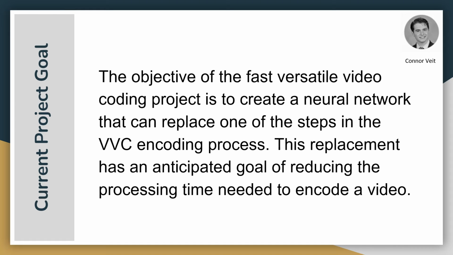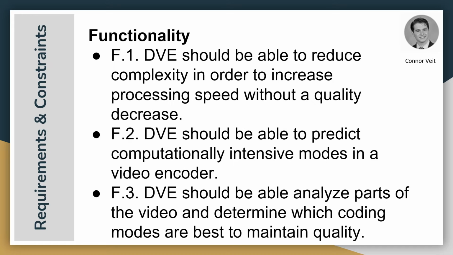The current goal of the Fast Versatile Video Coding project is the same as the original goal, to speed up the encoding process of the VVC encoder. The method by which this is done, however, will be different, as instead of using a neural network to make the best configuration options, the neural network will replace one of the steps. To be specific, the neural network is created to replace the segmentation process of the normal VVC encoder.